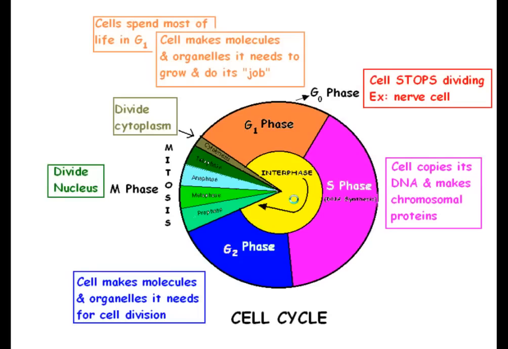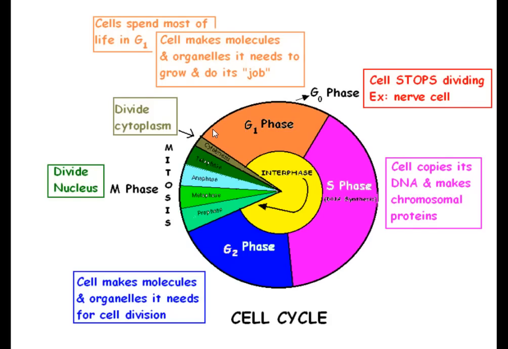Now, when we talk about the cell cycle, we're basically saying what is the lifespan of a cell and what happens during its lifespan. So let's start with the G1 phase. The G1 phase is the beginning. And this is where the cell will conduct its regular business, produces proteins, cellular transport, cellular respiration, all the things a cell needs to do.